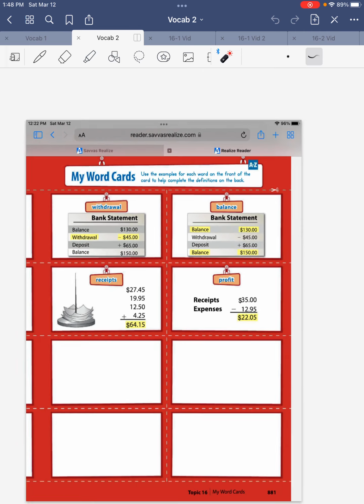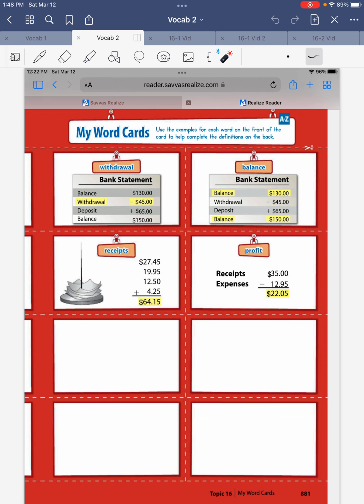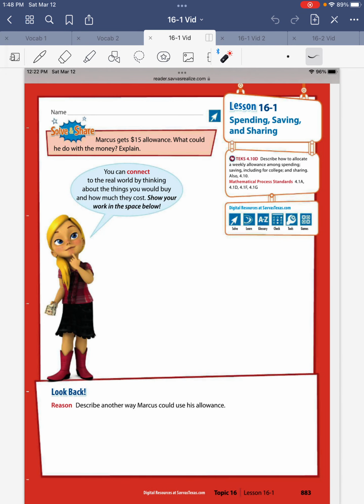So those are the vocabulary words for topic 16, okay? It's really important that we know them because they're going to be in the topics.